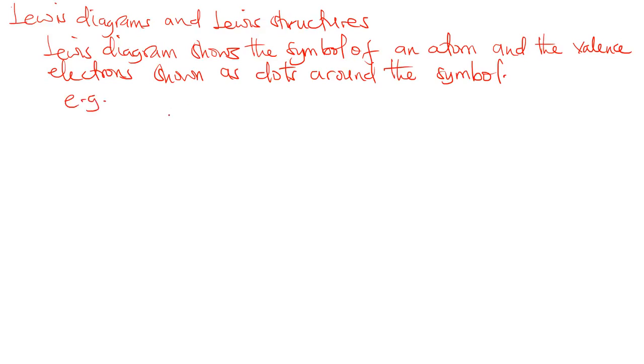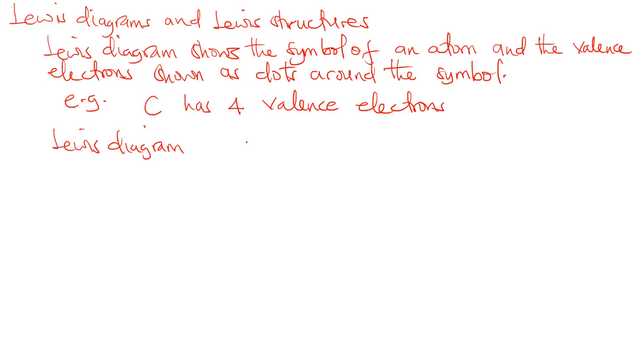For example, carbon has four valence electrons. Therefore, the Lewis diagram for that must have the symbol C and then the four valence electrons surrounding the carbon.